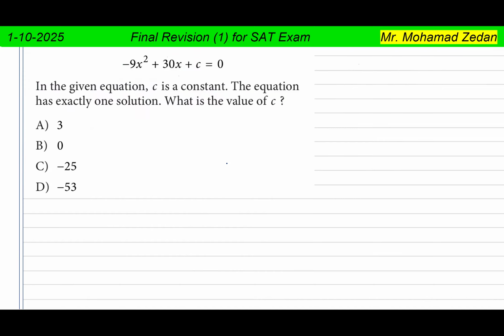For example, this one here, in the given system of equations, c is a constant. The equation has exactly one solution. What's the value of c? You can apply the condition, or I think you can graph it. You can graph it on Desmos, and you find the value of c directly if you want.